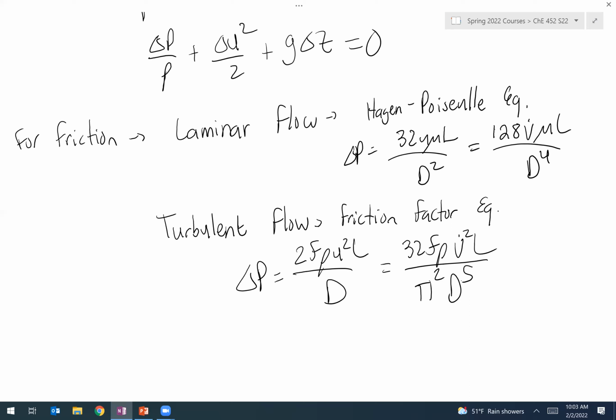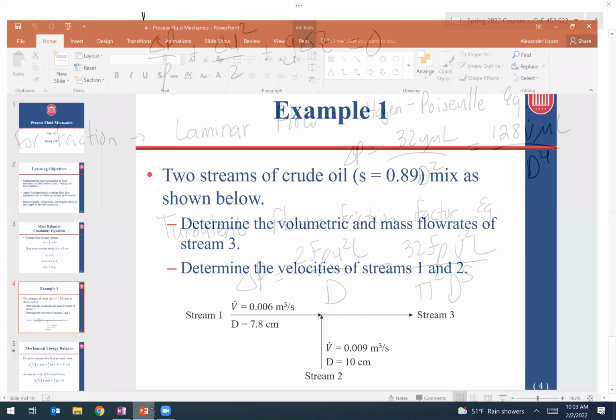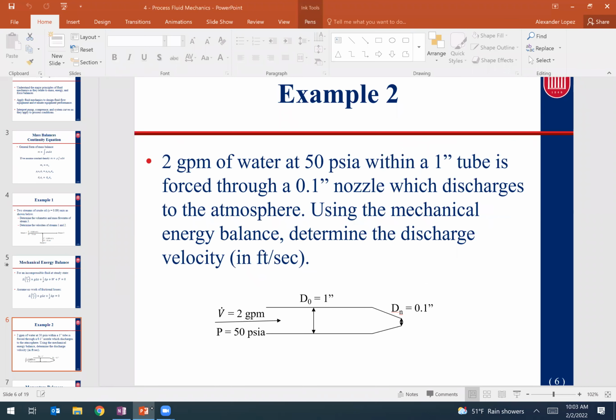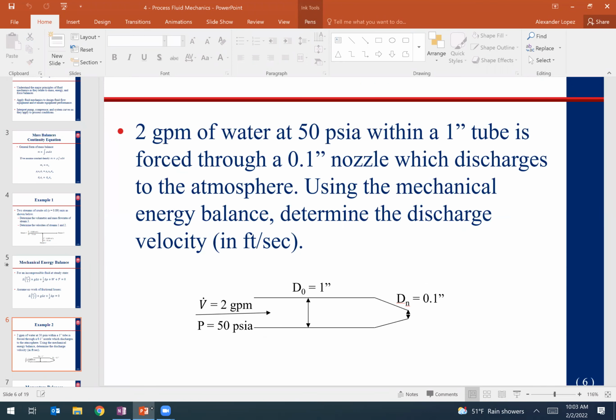All right, so let's practice applying some of these equations. In this example, I have 2 gallons per minute of water at 50 psi being forced through a nozzle, which is discharging to the atmosphere. Applying the mechanical energy balance, can we estimate the discharge velocity in feet per second? Why don't you work on this in your groups, and then we'll see how well you did.